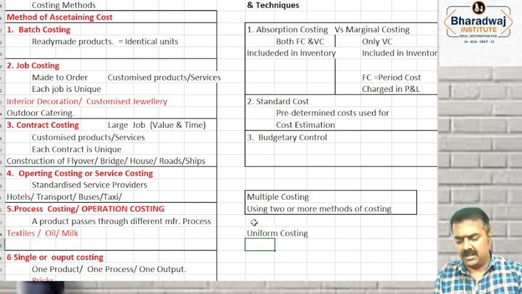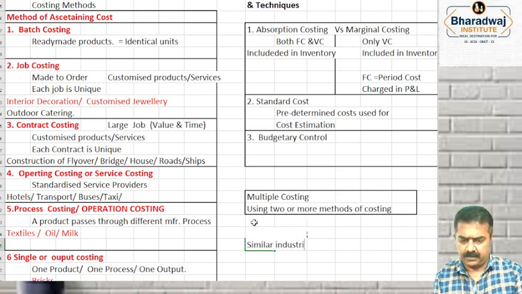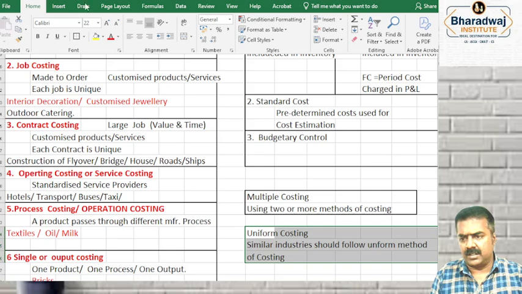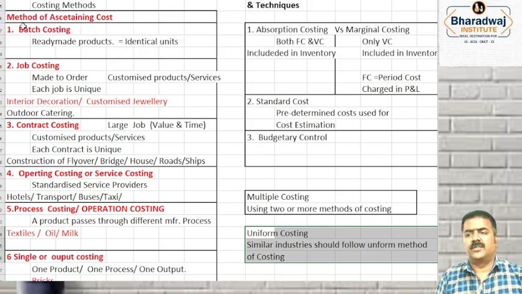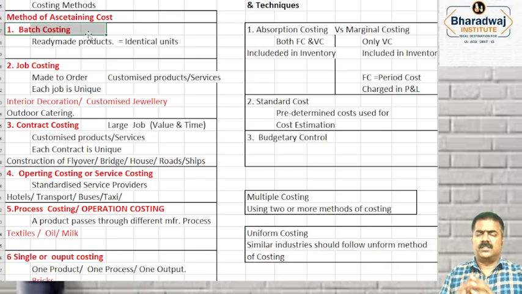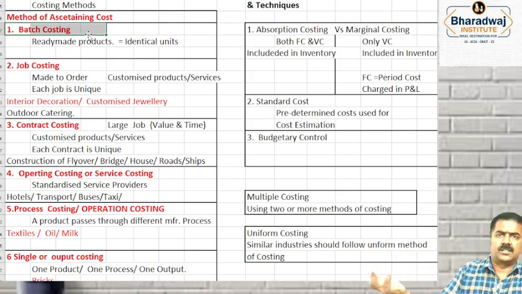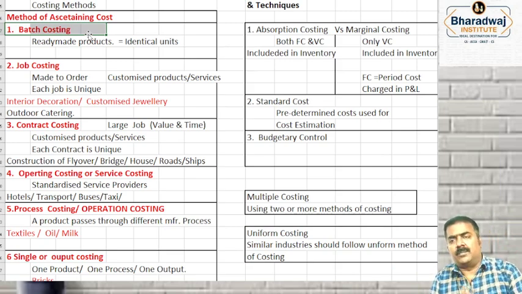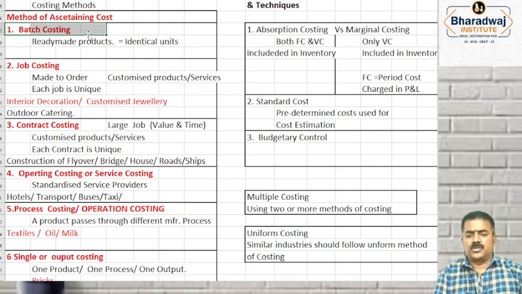There is something called as uniform costing. What is uniform costing? Similar industries should follow which one? Uniform method of which one? Costing. That is called as which costing? Uniform costing. Sir, I make ready-made products. I follow which costing? Batch costing. Everybody who is doing a similar process like me, then they will follow which costing? Batch costing. Why? It is better for comparing your cost with others and make what? Continuous improvements. Which one? Continuous improvement.